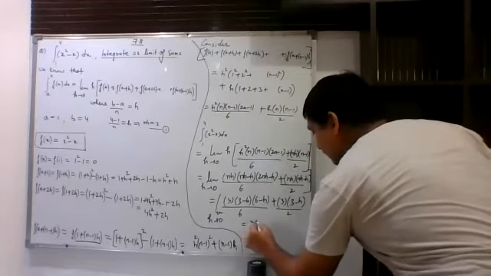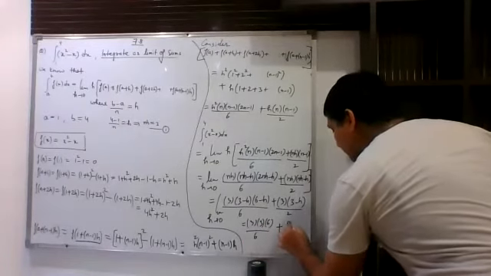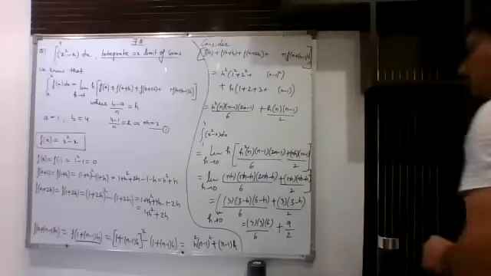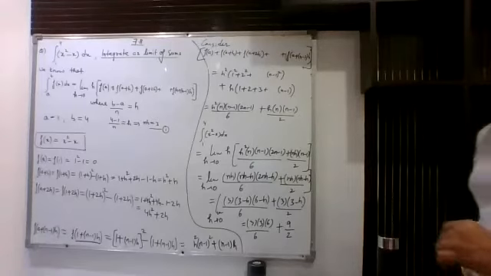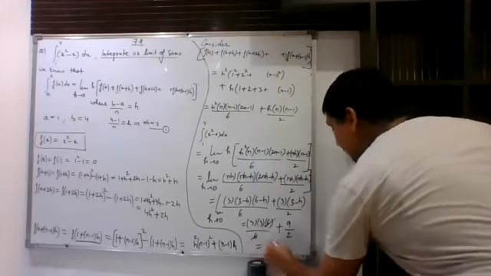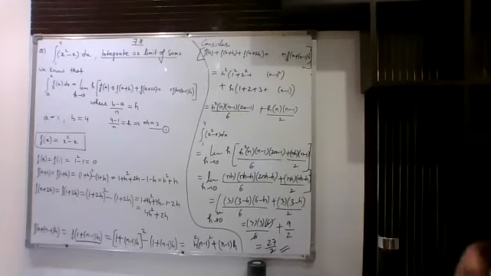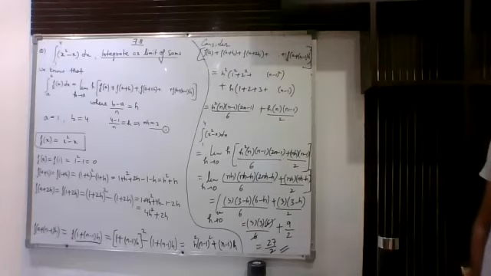So this will become 3 into 3 into 6 upon 6 plus 9 upon 2, because we had substituted h is equal to 0. So these two will cancel out. So you can see that your answer will be 27 upon 2. So this is a standard question of 6 marks.